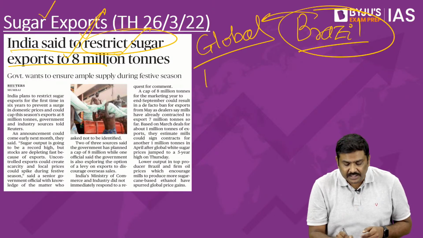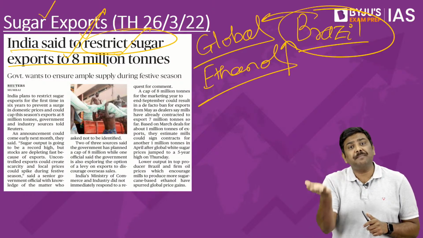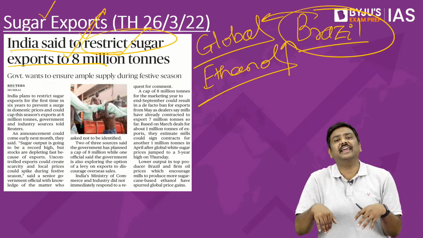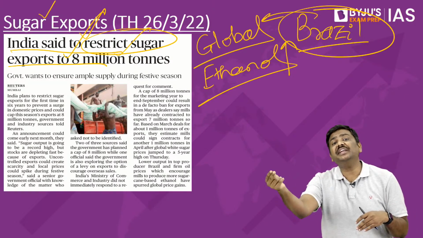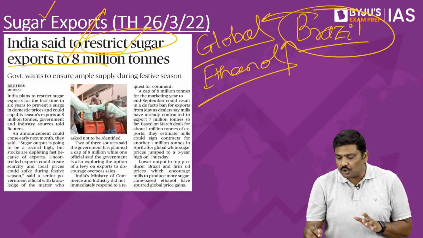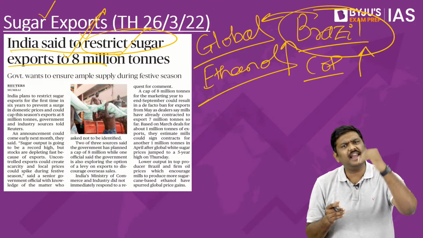Second, ethanol production using sugarcane is being promoted now. The sugar mills are purchasing more and more sugarcane. Rather than converting that into sugar, they are converting that into ethanol. If you ask me why, sir, why is that happening? The crude oil prices in the international market have been very high.